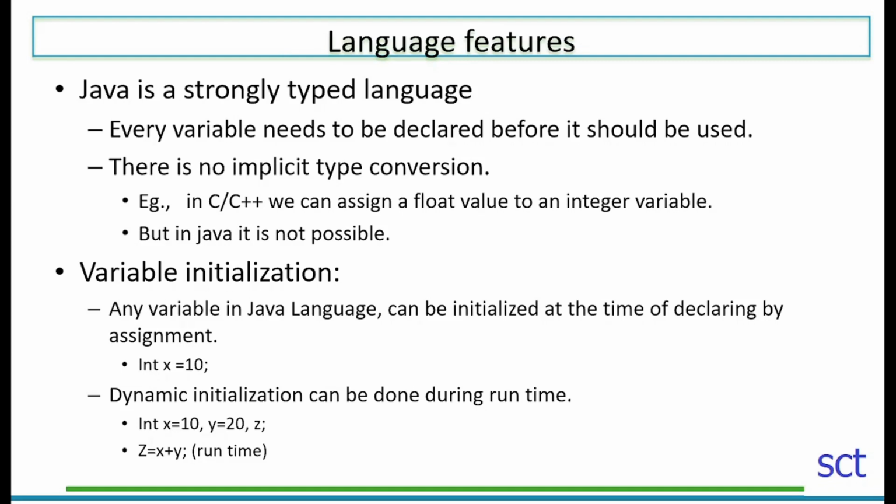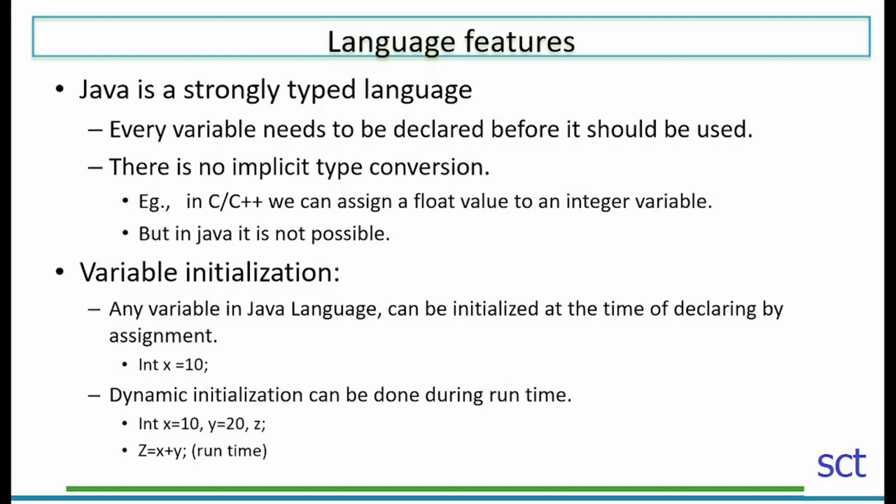Again, let us come to Java language features. Java is a strongly typed language. Every variable needs to be declared before it is used. There is no implicit type conversion in Java. For example, I cannot store a float value in an integer variable. But in C or C++, I can declare an integer variable, and if I store a float value there, only the integer value will be taken. That is called implicit type conversion. In Java, it is not allowed.